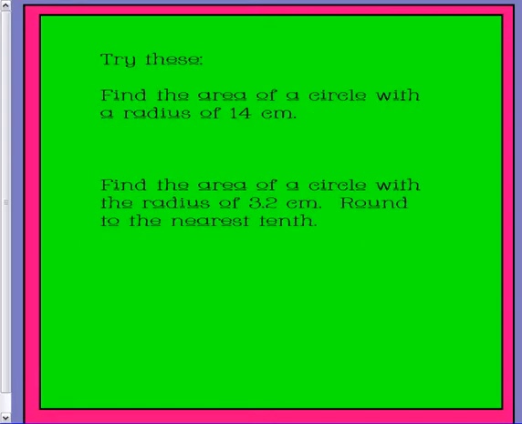Find the area of a circle with a radius of 14 and find the area of a circle with a radius of 3.2. Make sure that you round to the nearest tenth, okay? Go ahead and try these. Pause the video. Make sure you start with the formula, which is always area equaling pi times the radius squared, okay? I'll be back in just a second to show you the answers.